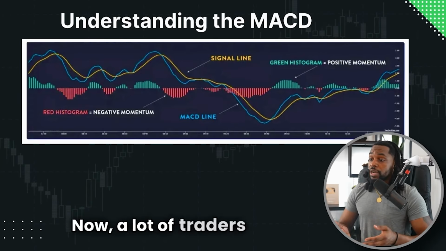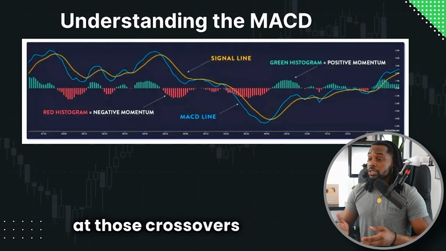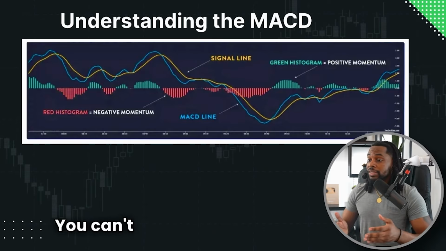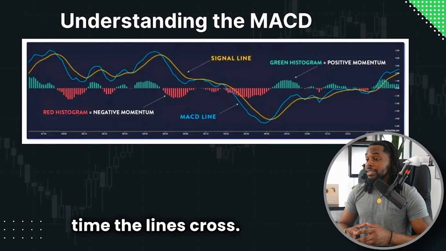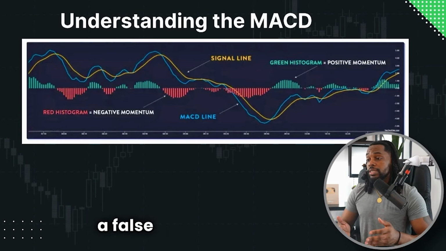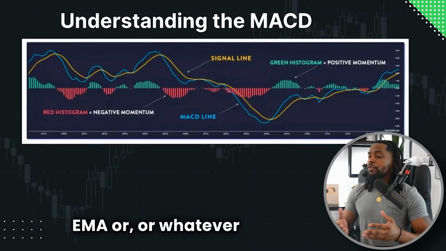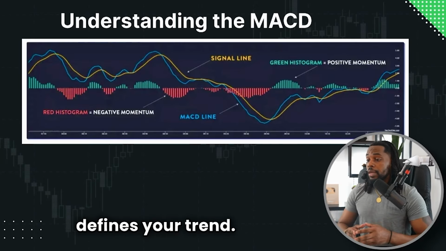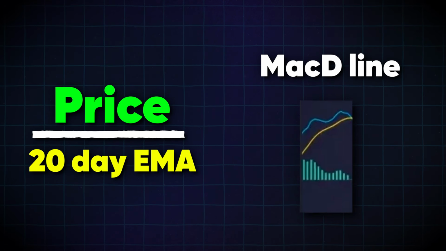Now, a lot of traders mess up by looking at those crossovers in isolation. You can't just buy every time the lines cross. That's how you get trapped in a false signal. You've got to line things up with a 20-day EMA or whatever moving average defines your trend. If the price is holding above the 20-day EMA and the MACD line crosses above the signal line, that's a solid confirmation that buyers are stepping in and the move is likely to continue.